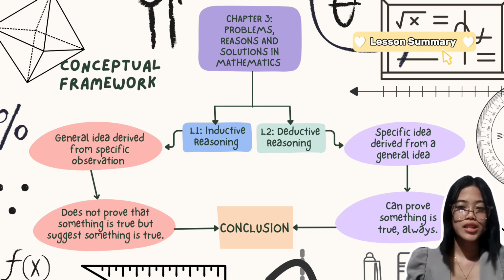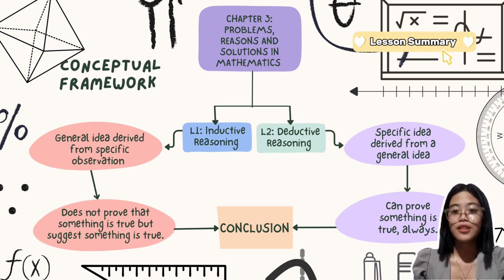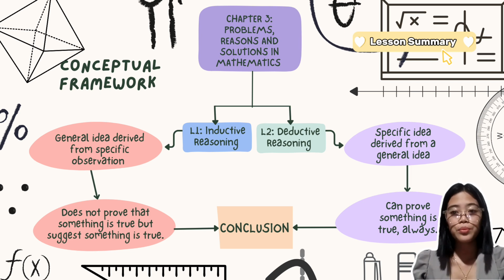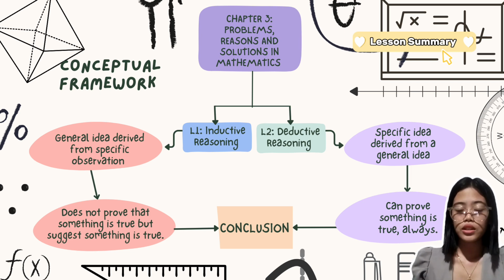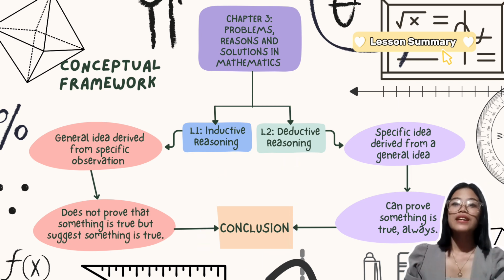So we can see the difference between the two types of reasoning. Inductive reasoning does not prove that something is true, but it suggests that something is true. While deductive reasoning can prove that something is always true. So the two types of reasoning always end up with a conclusion.